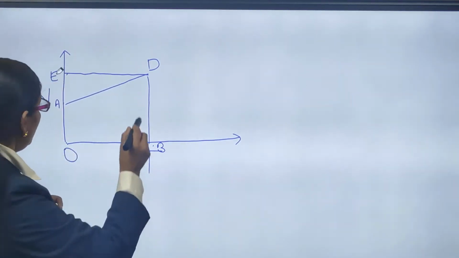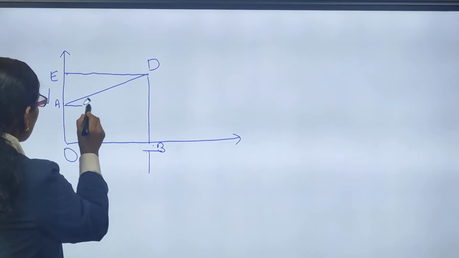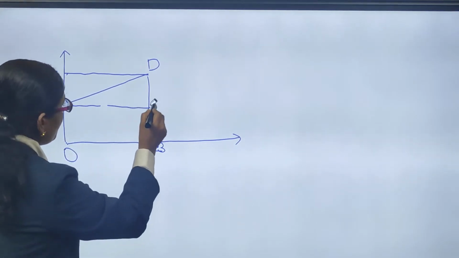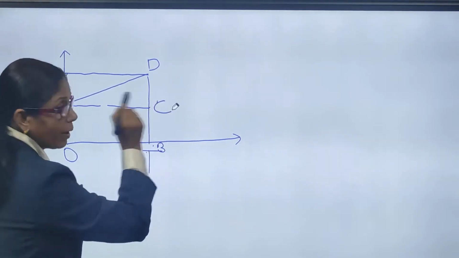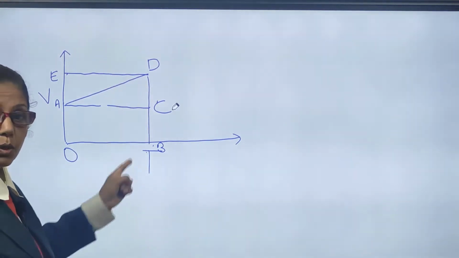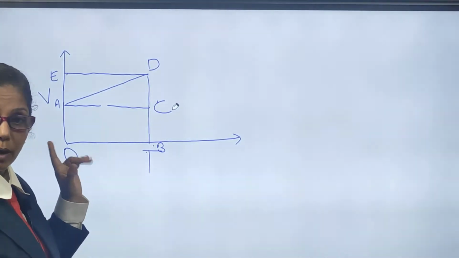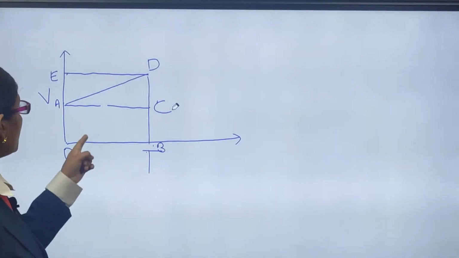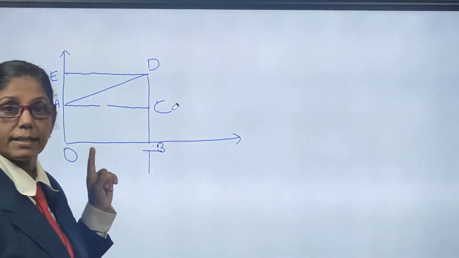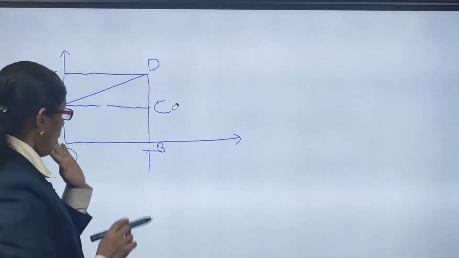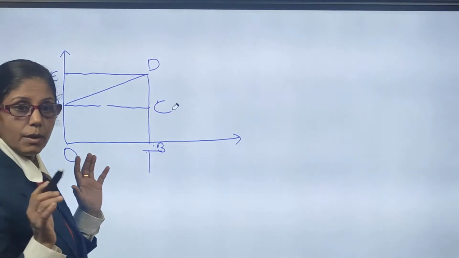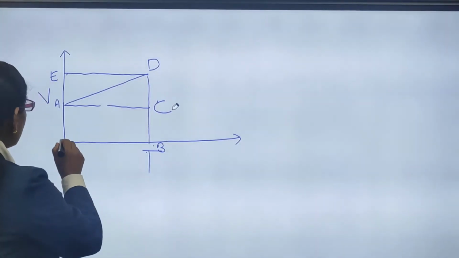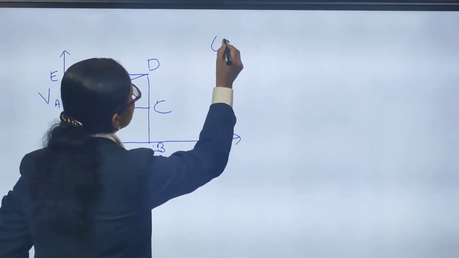E. Now, join these 2 points. What we are getting? This point is C. So, you understood how to draw the velocity time graph for the uniformly accelerated motion. Now, how we will derive it? Look at the graph. What does OA represent?